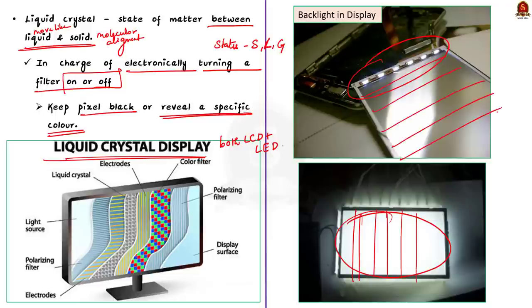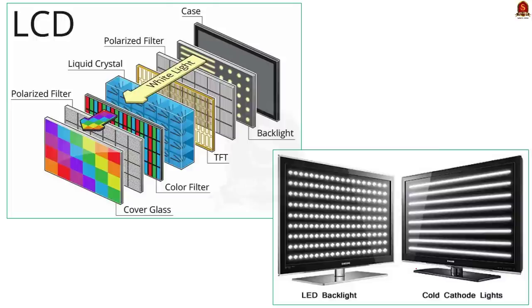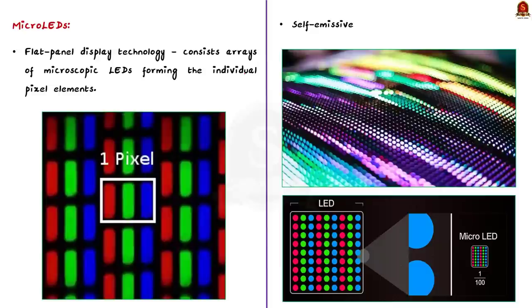Now LED monitors do not use fluorescent lamps. Instead, they use light emitting diodes, which are extremely small lights, and these provide crisper image when compared to LCD. Now these are few basic points that you have to know about LCD and LED. Now let us come to micro LED technology. See, it is an emerging flat panel display technology consisting of arrays of microscopic LEDs forming the individual pixel elements.